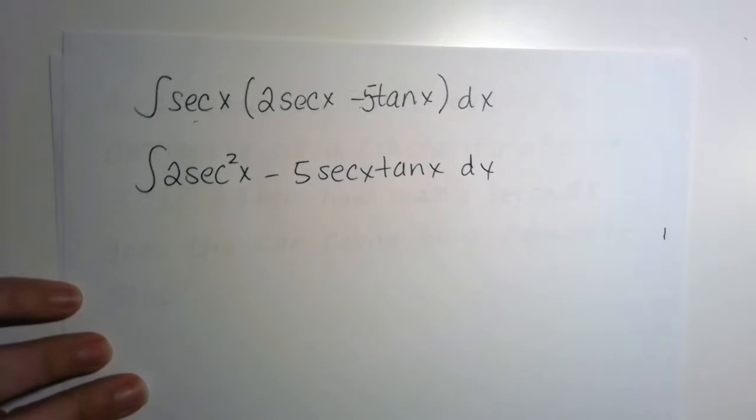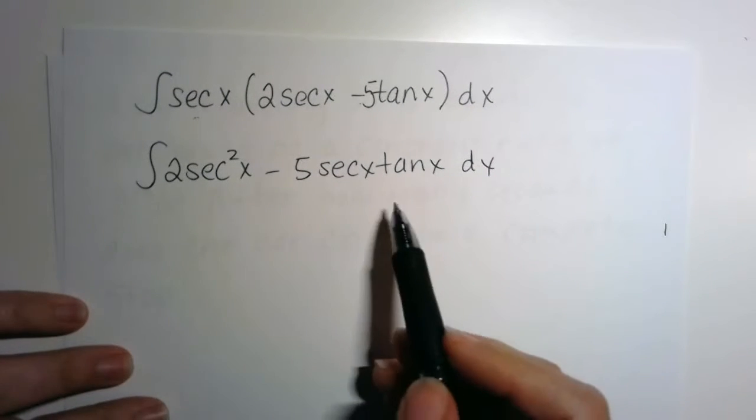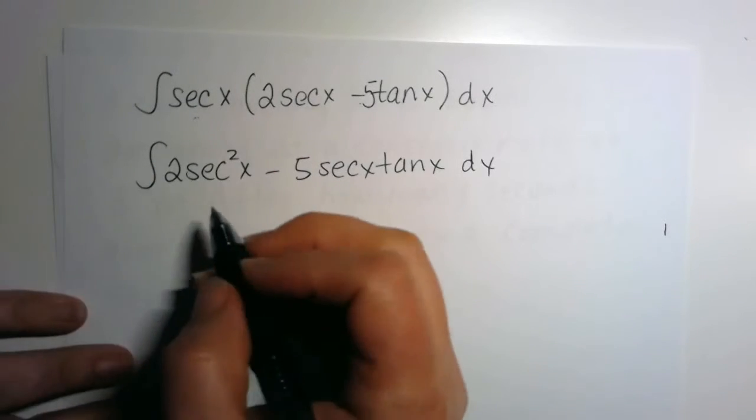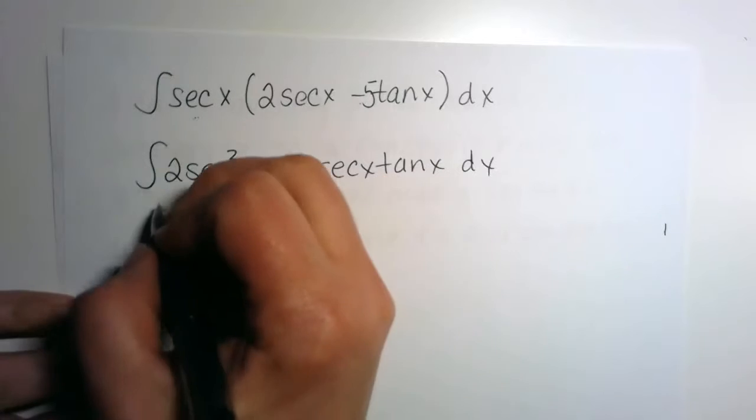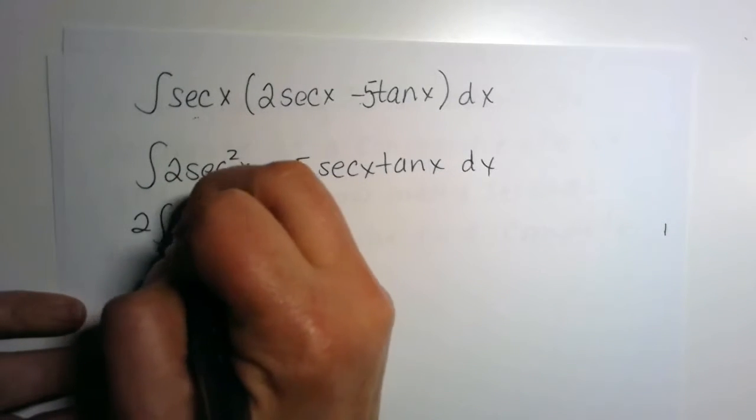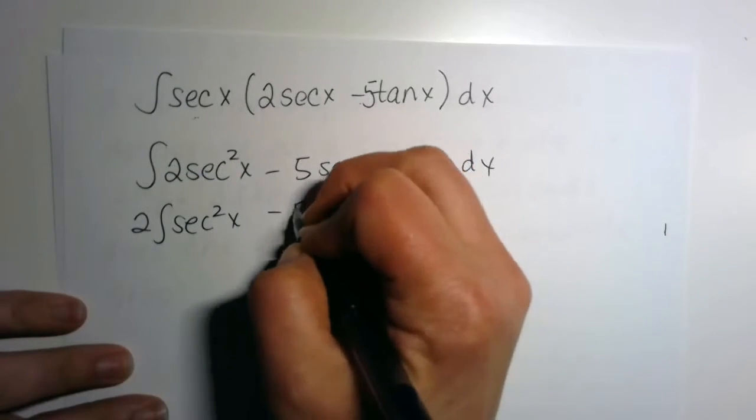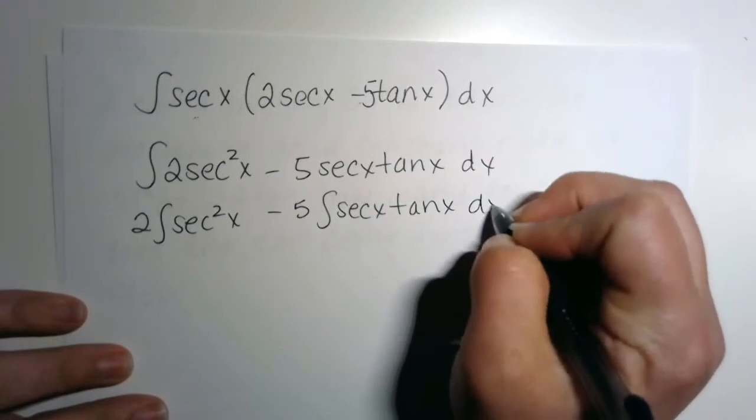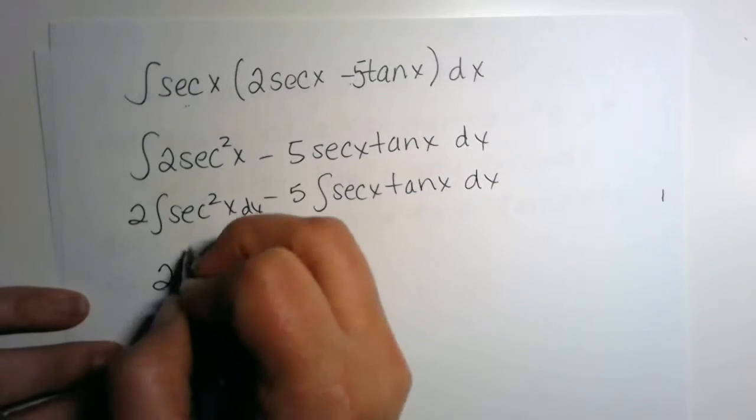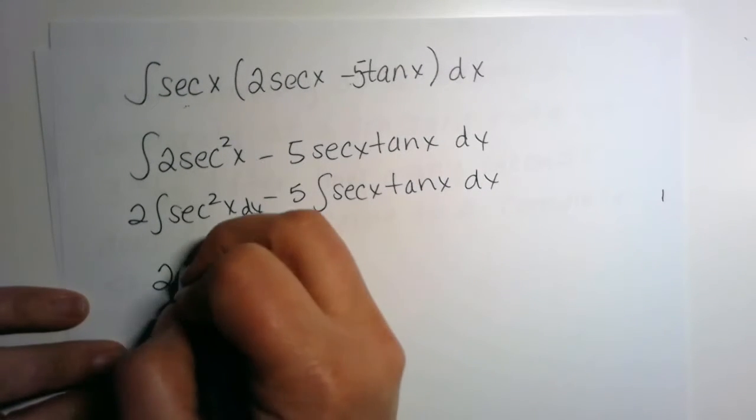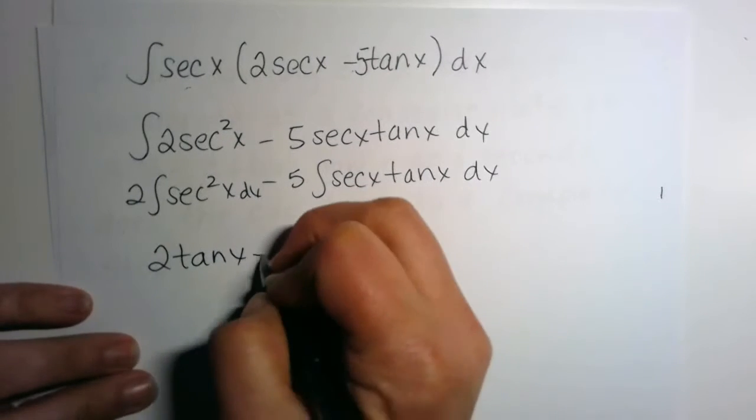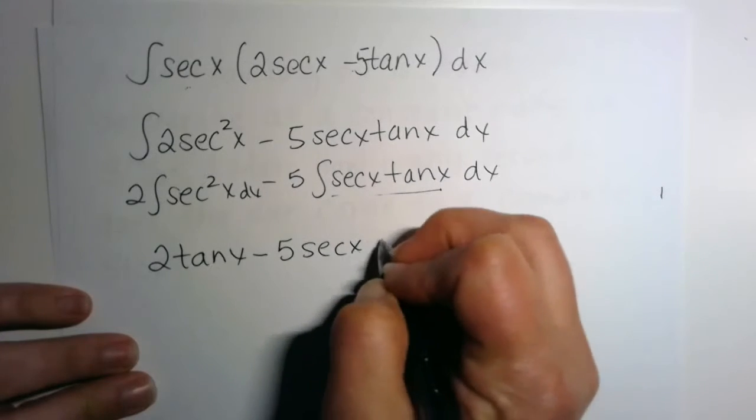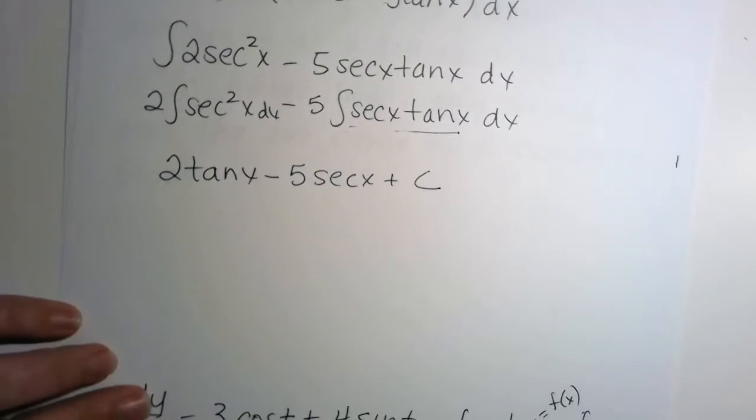And that's good because I recognize these as derivatives. The derivative of tangent is secant squared. So I could rewrite this as 2 times the integral of secant squared x, and I could write this as minus 5 times the integral of secant of x tangent of x dx. So this is the derivative of tangent, so it's 2 tangent of x. And then this is minus, this is the derivative of secant, so 5 secant of x plus c. And that is my antiderivative.